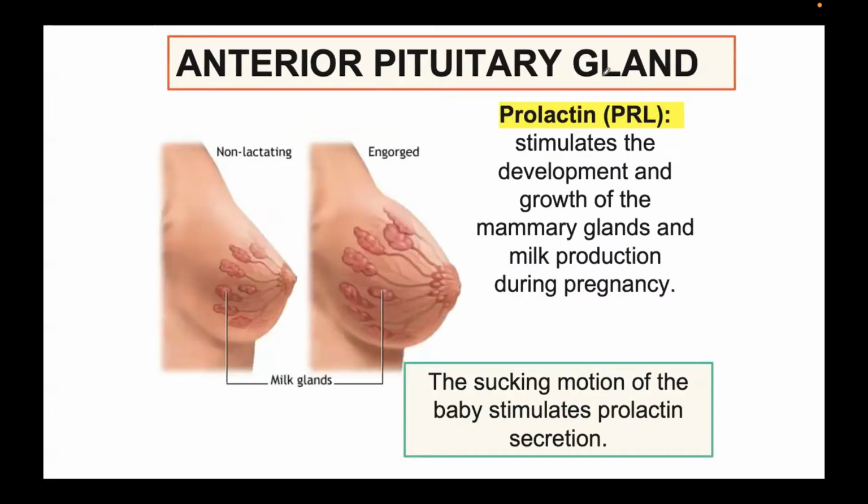Next, under pa rin ng ating anterior pituitary gland, which is what we call your PRL or prolactin. It stimulates the development and growth of the mammary glands and milk production during your pregnancy. What else? The sucking motion of the baby stimulates the prolactin secretion. So pagka talaga mga breastfeeding mom, naglalactate po sila. This is due to the help of the stimulation of your prolactin.